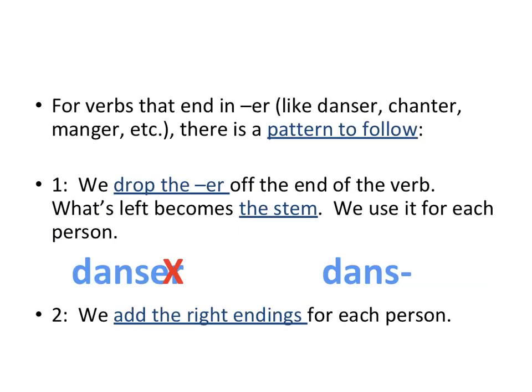The great thing about conjugaison for verbs that end in er, like danser, chanter, manger, etc., is that there's a pattern to follow. Once we know the pattern, we can use it for every verb that's like it. That is super helpful because it allows us to do a lot with just a few steps. Step numéro 1. We drop the ER off the end of the verb. What's left to us becomes the stem, and we use that for each person.